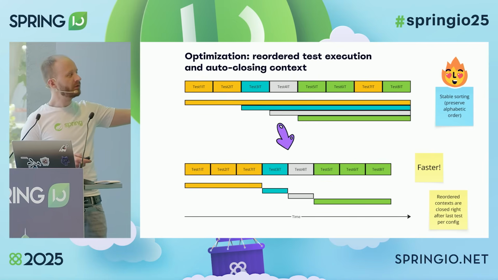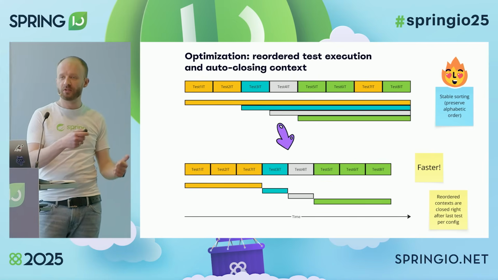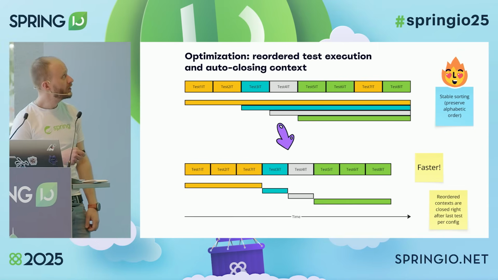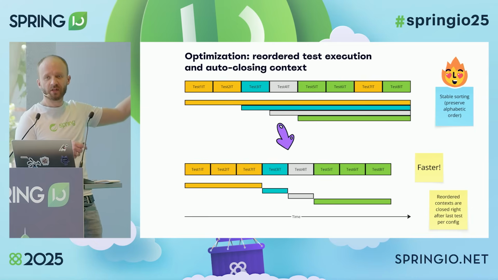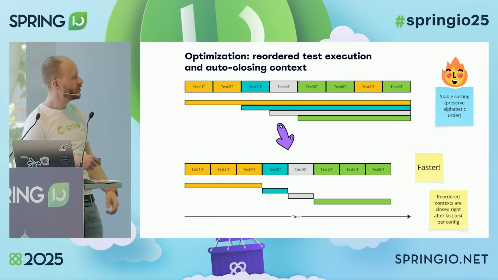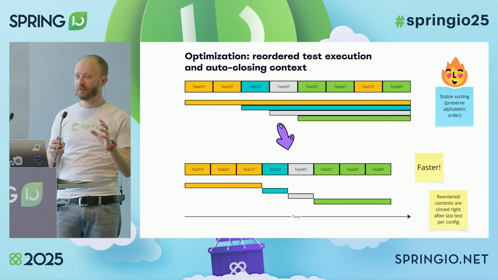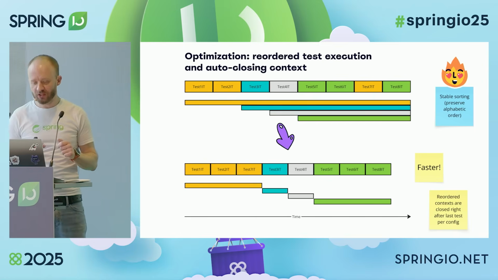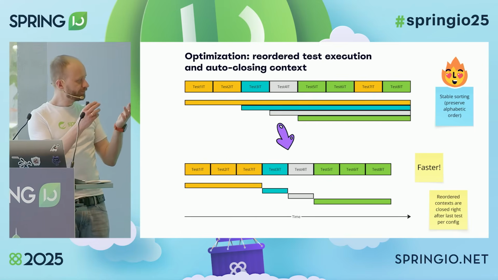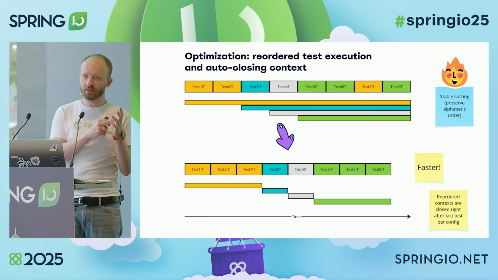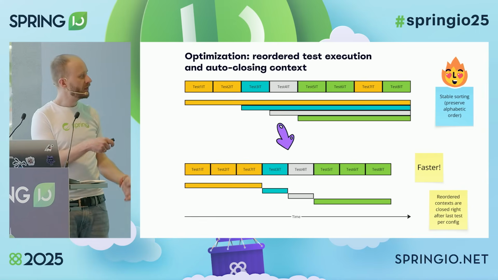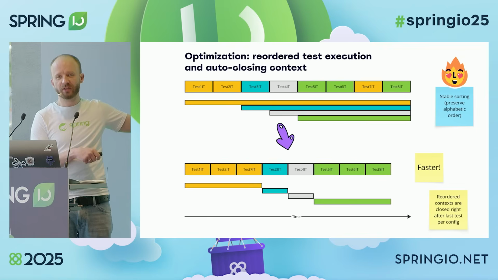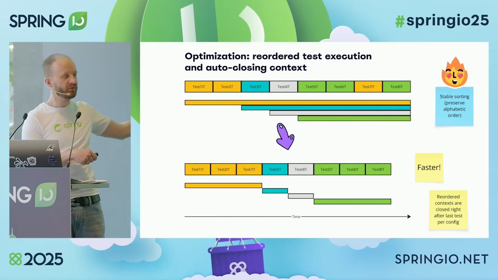Yes, we can do better in case we change the order of test execution. So all tests that use the same configuration can go subsequently one after each other. In this case, we'll have the best possible combination. We'll have not more than one active Spring context. We will not initialize a Spring context more than once for the same configuration.